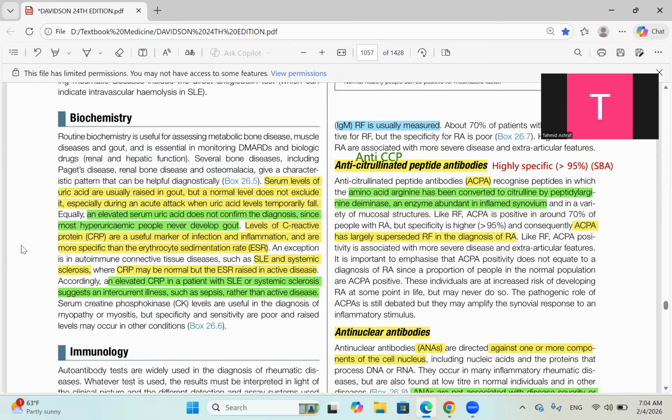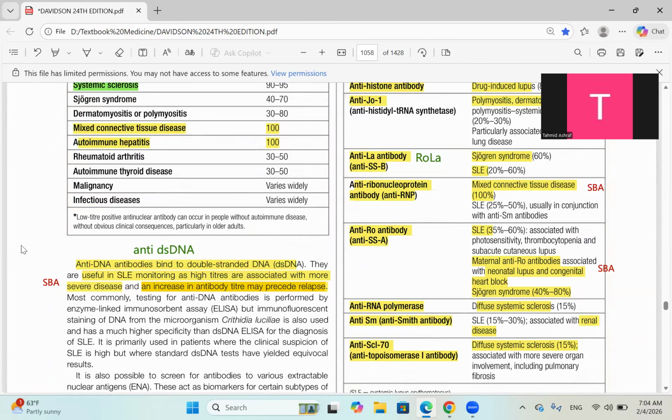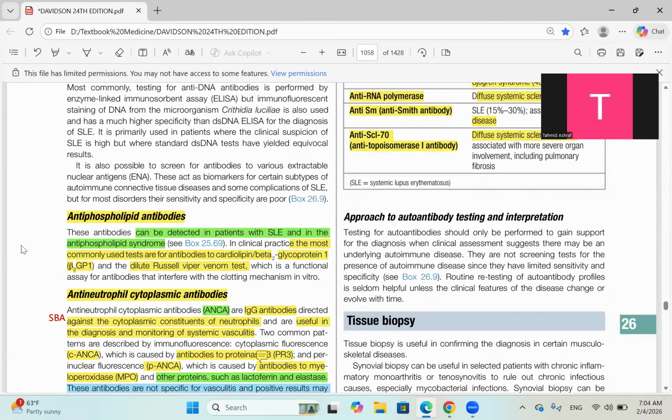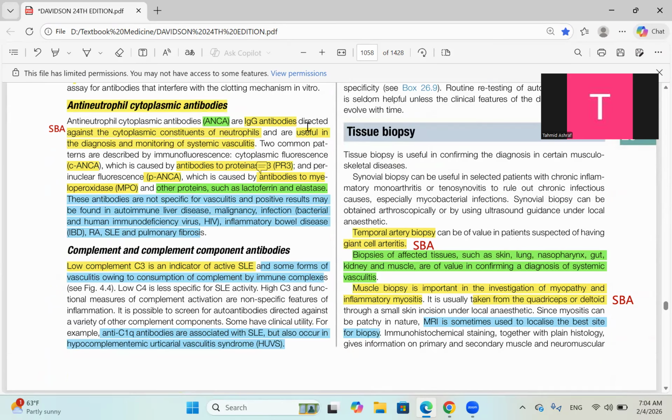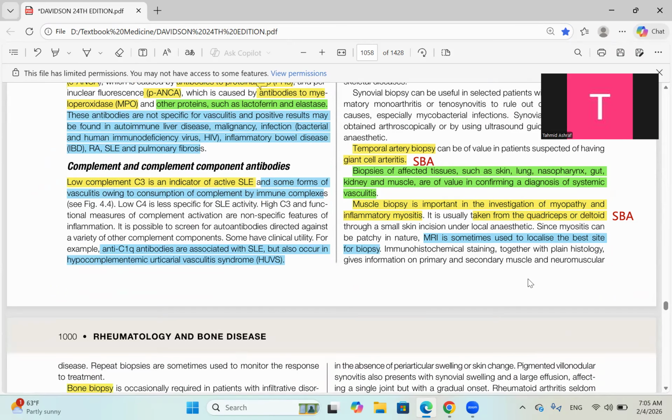Now we will move on to our next topic, tissue biopsy. Regarding tissue biopsy, temporal artery biopsy is an investigation which is very helpful in diagnosing temporal arteritis or giant cell arteritis. This is a disease of blood vessels. We will study this disease in the vasculitis section. So let's move back further.